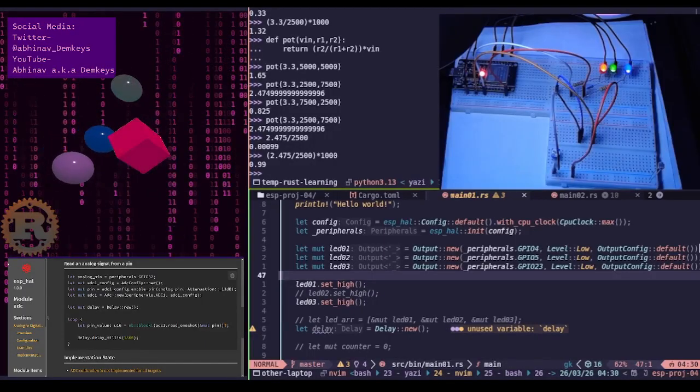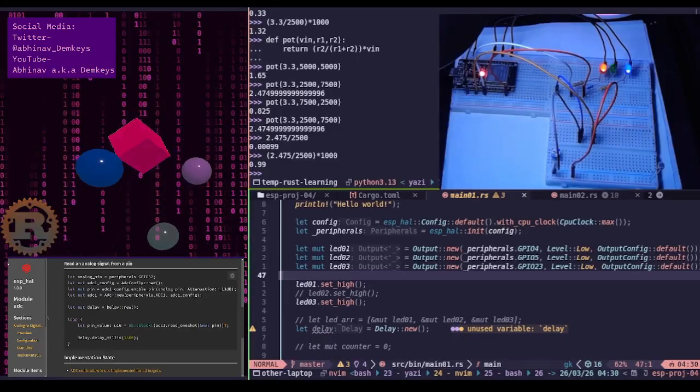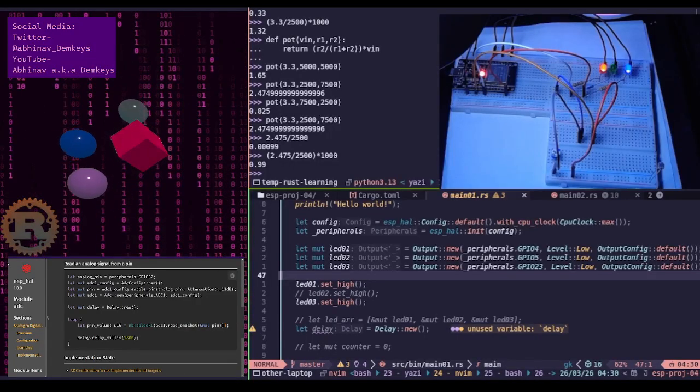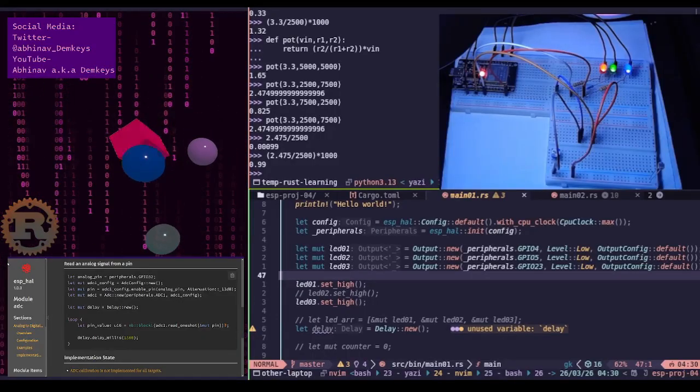But yeah, okay, back to this. I kind of like that this stuff is being exposed to me, because it's giving me a chance to learn things on a lower level.